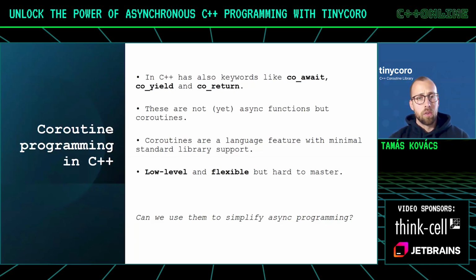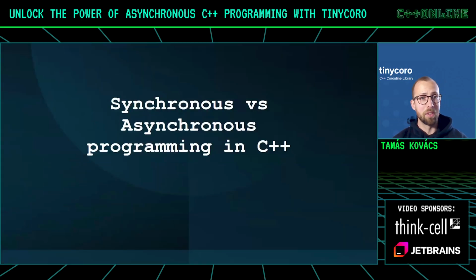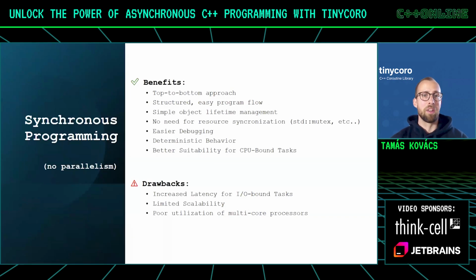But can we use coroutines to simplify asynchronous programming? Now let's see. But before we dive into this topic, we will do some comparisons between synchronous and asynchronous programming in C++. Just to recap, synchronous programming, there is nothing very special there. The benefits we all know, the top-to-bottom approach. So you are writing your code, the function basically from top to bottom, and it will be executed line by line. Therefore, the code becomes structured, and the program flow is easy.